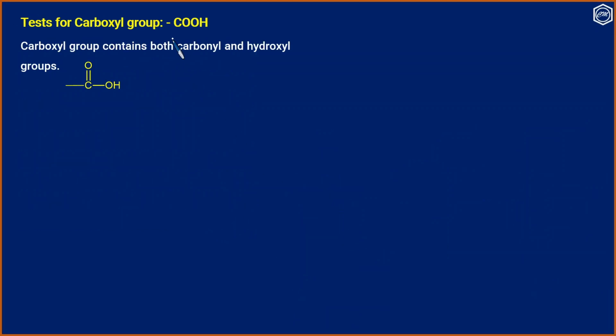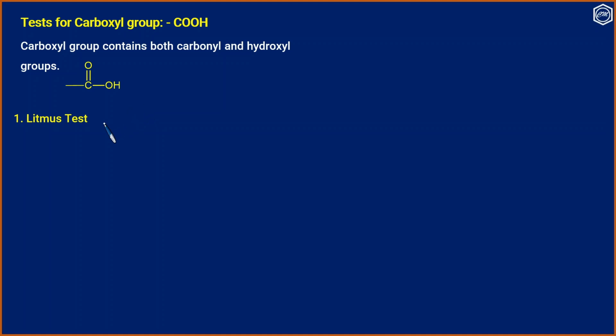Next, we shall consider the test for carboxyl group. Carboxyl group contains both a carbonyl and a hydroxyl group. Since compounds with carboxyl groups are acidic, they turn blue litmus red and react with the sodium hydrogen carbonate solution to produce effervescence.